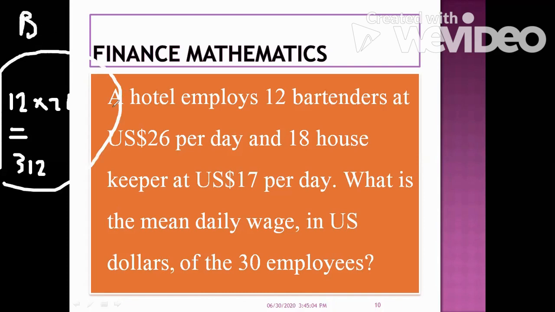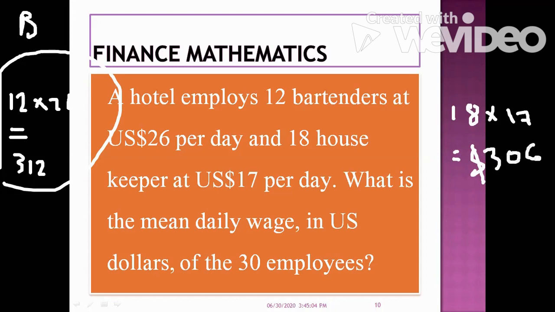What about the housekeepers? Now we have 18 housekeepers, and we pay each of them 17 US dollars per day. So the employer has to pay out $306 per day. Now what's the total amount of money that the employer has to pay out for the day? We add 306 with the 312 and we get 618. So the total amount is US $618.